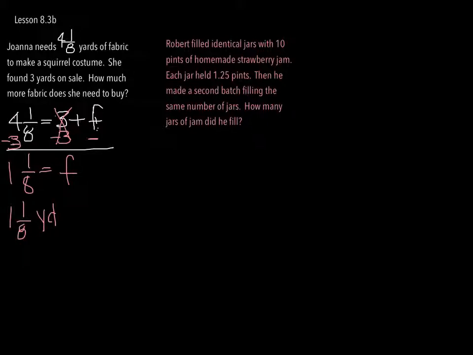Robert filled identical jars with 10 pints of homemade strawberry jam. Each jar held 1.25 pints. Then he made a second batch, filling the same number of jars. How many jars of jam did he fill?